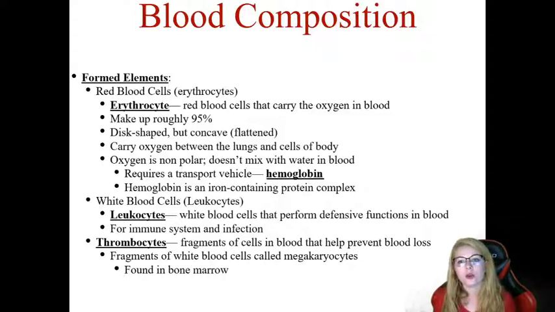All right, and so that's all the red blood cells, but then we also have the white blood cells, and those are called leukocytes, okay? So that's the scientific name. Again, make sure that you understand that white blood cells are the same as leukocytes. And leukocytes are the white blood cells that perform the defensive functions in blood, and they're for immune system support and infection fighting. And so we already touched upon that, but these are really important.